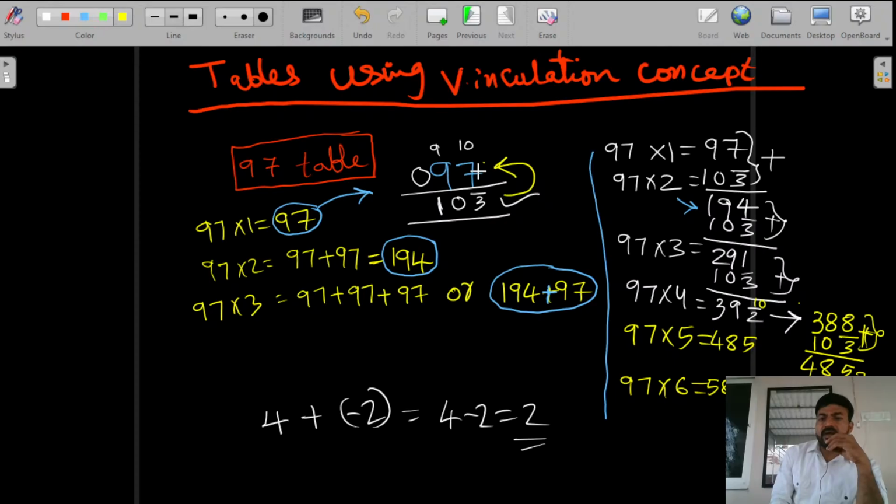So you are converting 97, which has two higher digits, into a lower digit form, 103, I mean 10 bar 3. Adding 10 bar 3 is very easy compared to adding 97. Am I correct or wrong? Which one is easy, adding 97 or adding 10 bar 3? Now tell me.